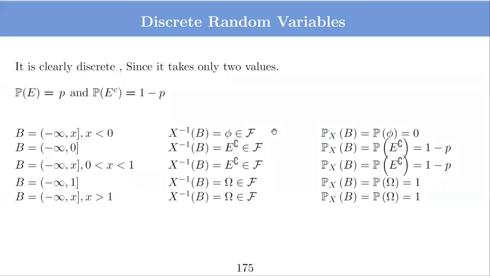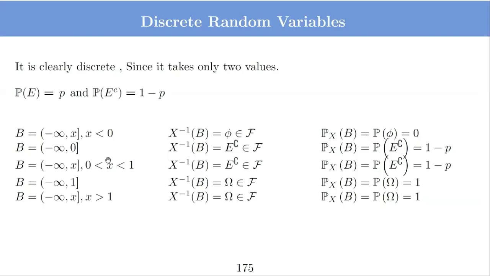Okay, and here we also can compute the probability of phi, which is 0. So this will tell that in this particular case, if B is this, then the probability law on B is equal to the probability of the pre-image of B, which is phi, and it should be 0.